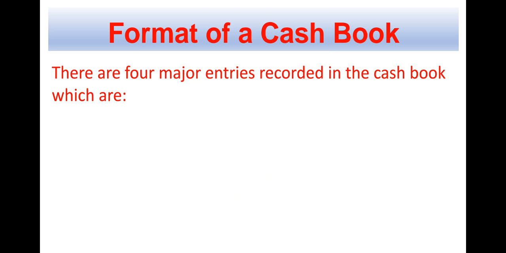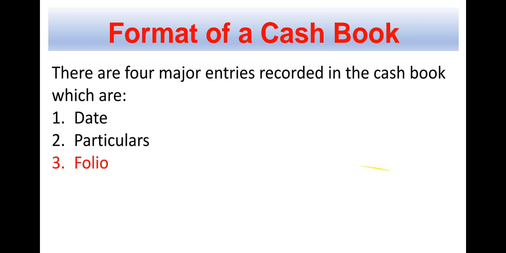So what is the format of a cash book? In a cash book, there are four major entries that must be recorded, which are the date of the transaction, particulars, which is the details of the transaction, folio, and amount, since we are talking about cash book. We are going to have these four major columns at both the debit side and the credit side of the cash book.